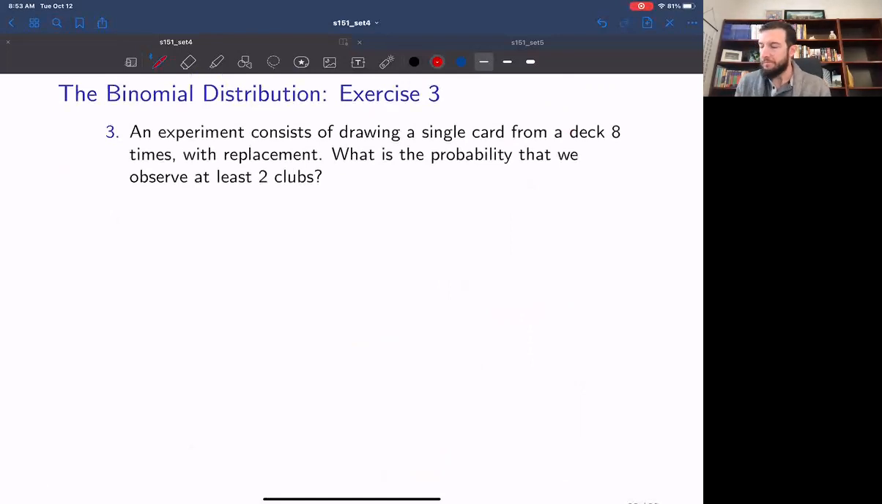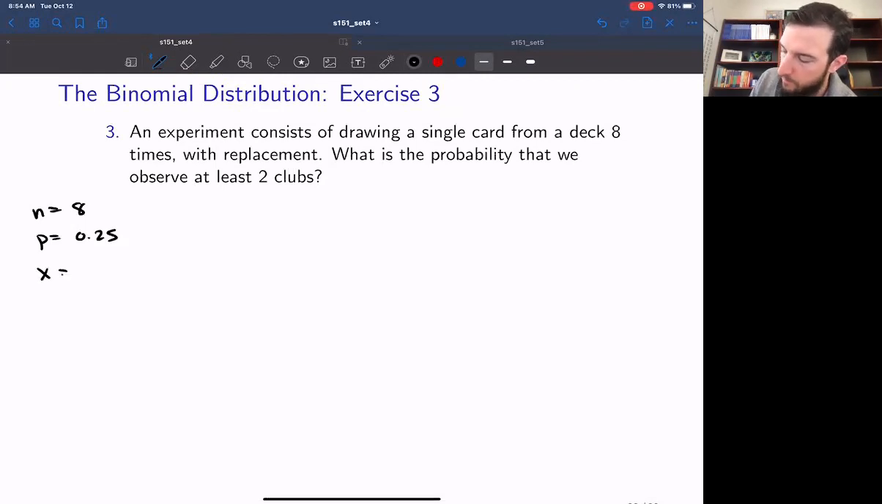Number 3. An experiment consists of drawing a single card from a deck 8 times with replacement. What is the probability we observe at least 2 clubs? Okay, so we have little n is equal to 8. P is equal to 0.25. Now, what is x going to be? Okay, so x is at least 2. So this can be 2, 3, 4, 5, 6, 7, or 8.